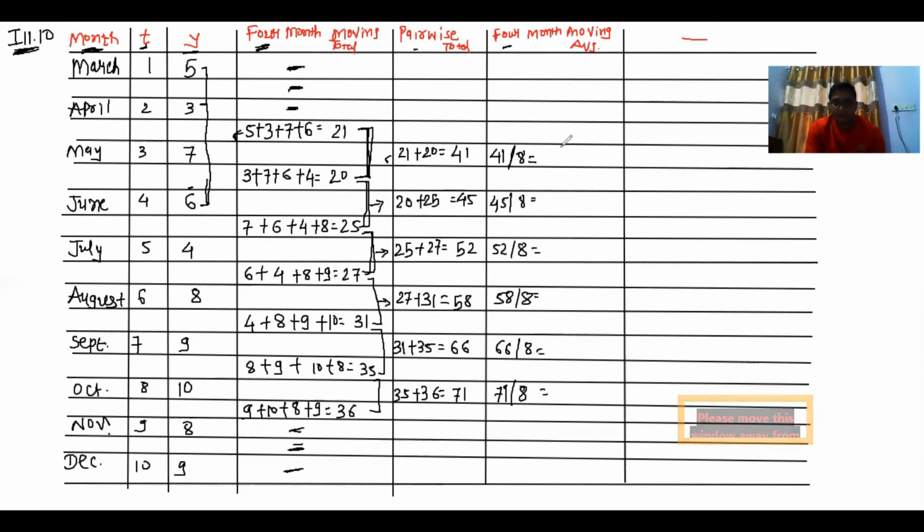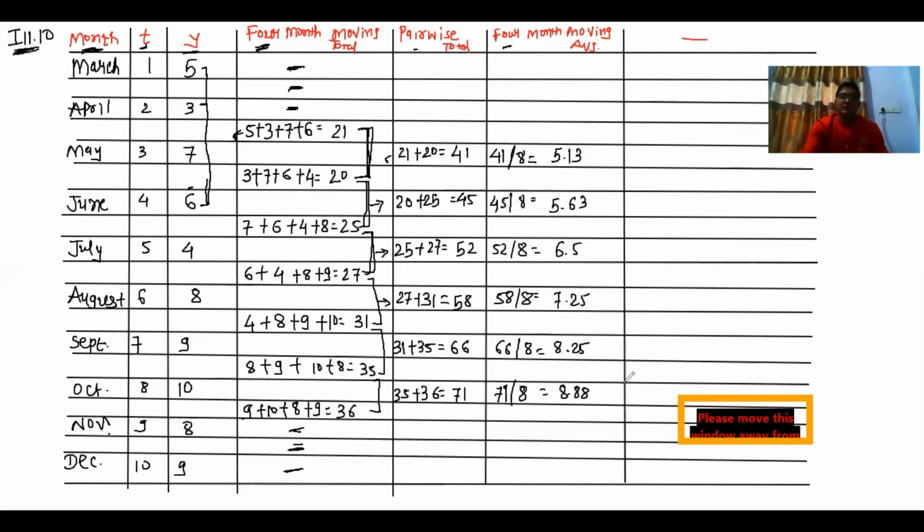And here the answers are 5.13, 5.63, 6.5, 7.25, 8.25, and last 8.88. So finally, this is called the 4 months moving average.